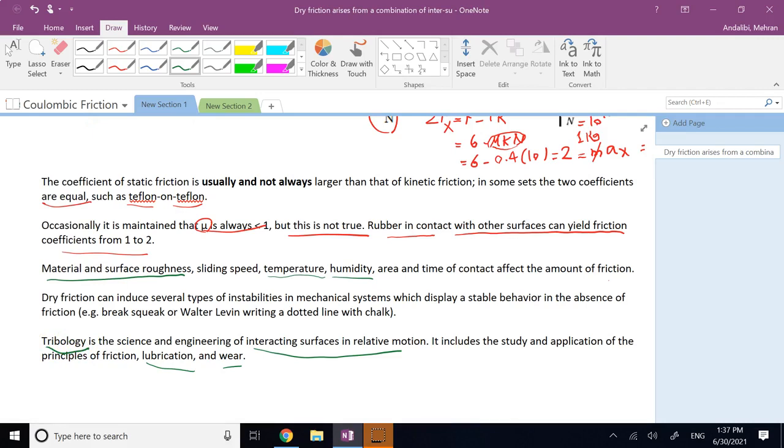And another thing that I wanted to mention is this dry friction we talked about causes different types of instability in mechanical systems. Okay, like what? Like, for example, a brake squeak. Probably many of you applied the brake in your car or maybe on the bicycles, and you heard that big squeaking noise, right?